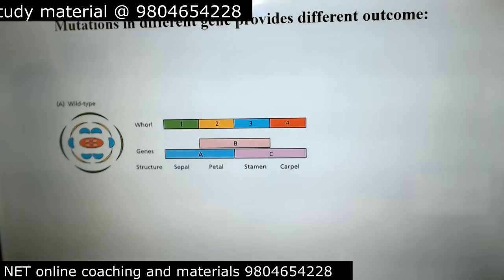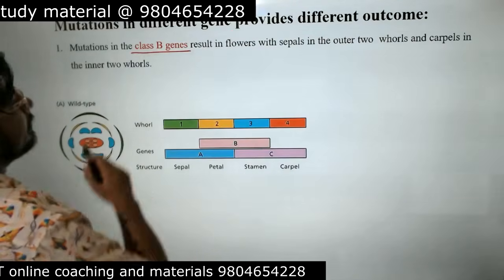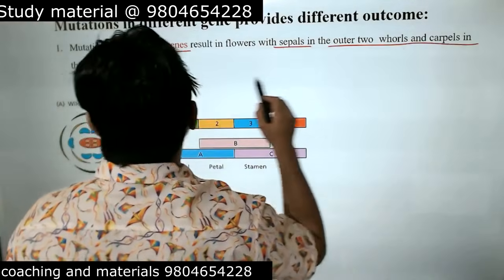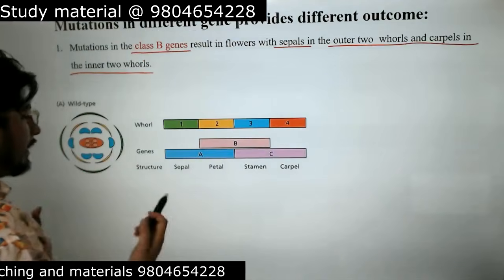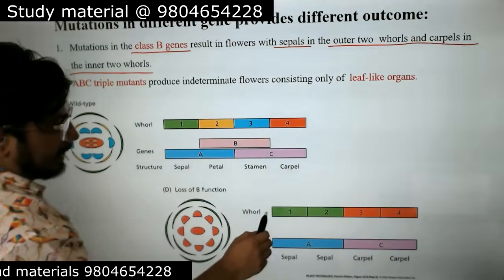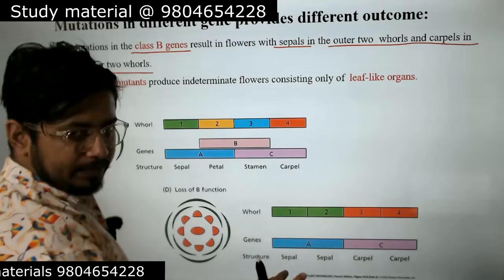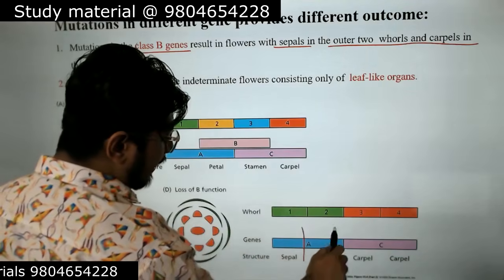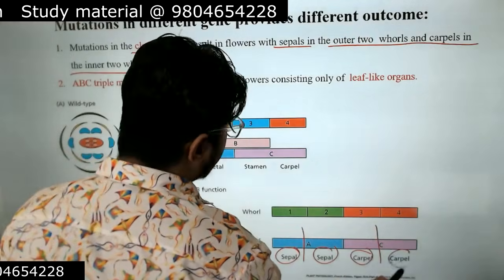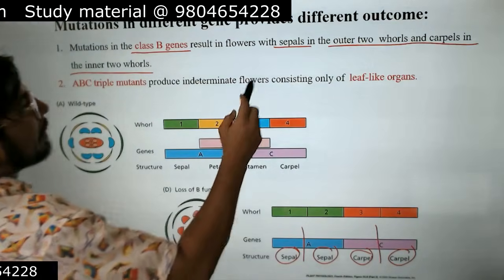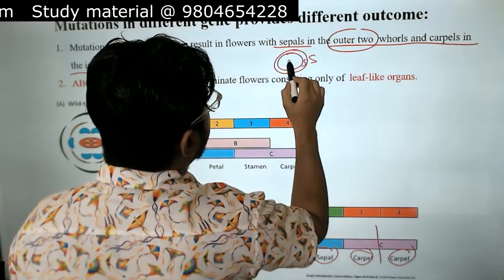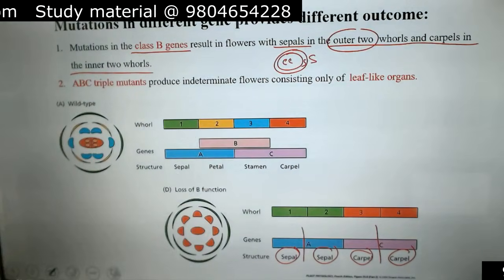The third type, we are looking at class B gene mutation, results in flowers with sepals in outer two whorls and carpels in inner two whorls. How? Again, let's look at the same idea here. This is the condition again. So in B, that means there is no B, so only A and C. So A only, C only, C only. A only means sepal, C only means carpel. So what it results? Sepals in outer two whorls, sepal only, and carpel in inner two whorls.